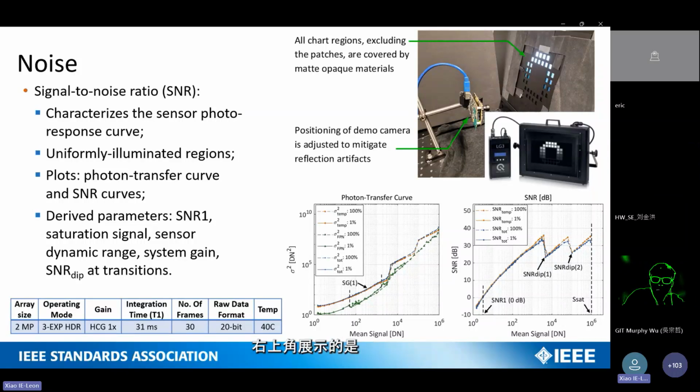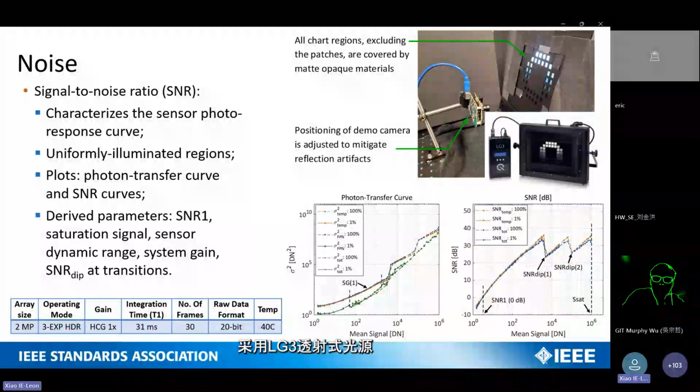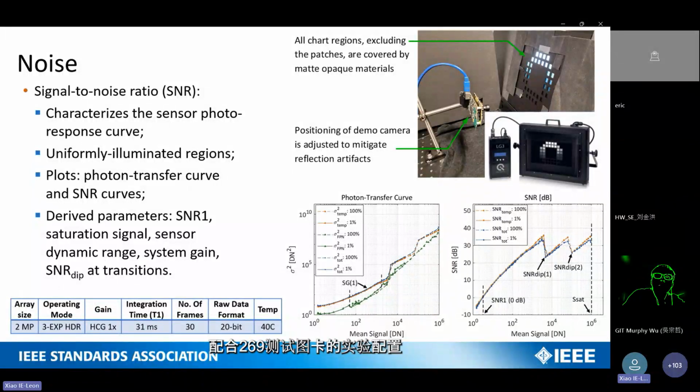So what you see there is an image of an example setup in the top right. That is actually the LG3 with our TE269 test target. With this setup, you can perform the noise measurement according to IEEE P2020. So you get the SNR plot and you get a photon transfer curve from that, that you can then use also to define SNR drops and to really characterize the imager.